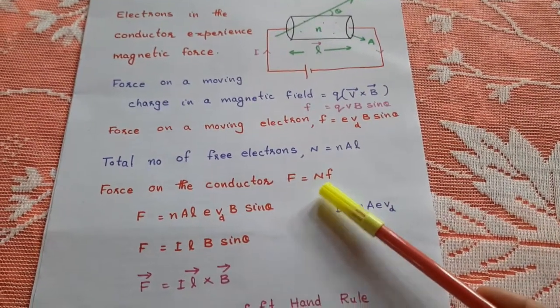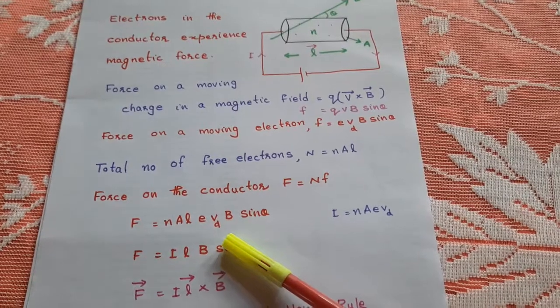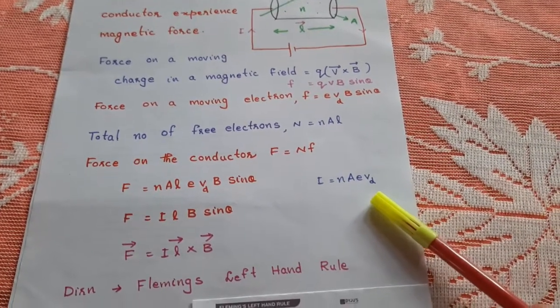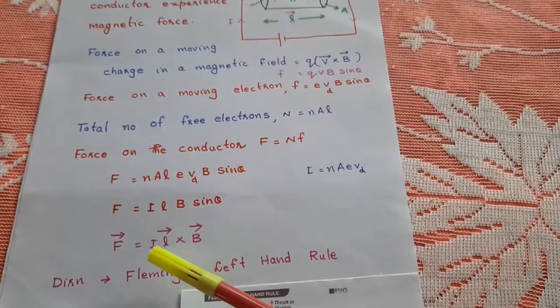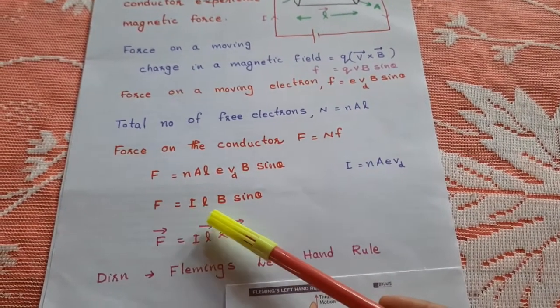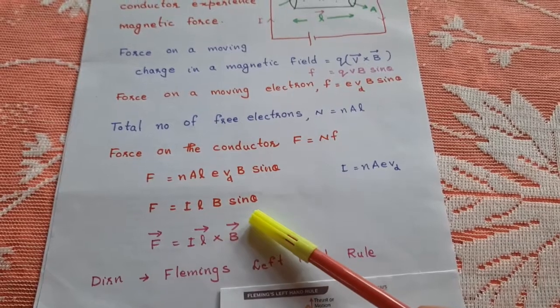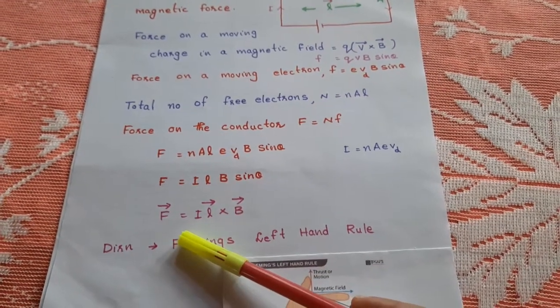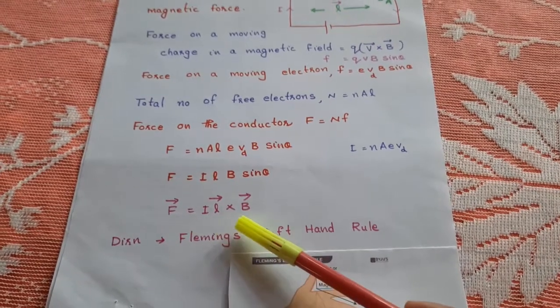Let us substitute for N and f, but I is equal to n A e vD. So we get the equation F is equal to ILB sin theta. In vector form, vector F is equal to IL cross B.